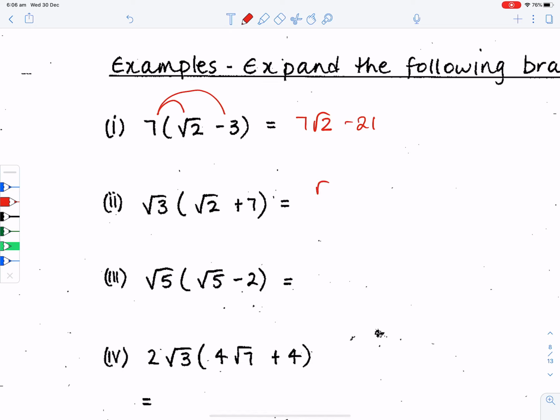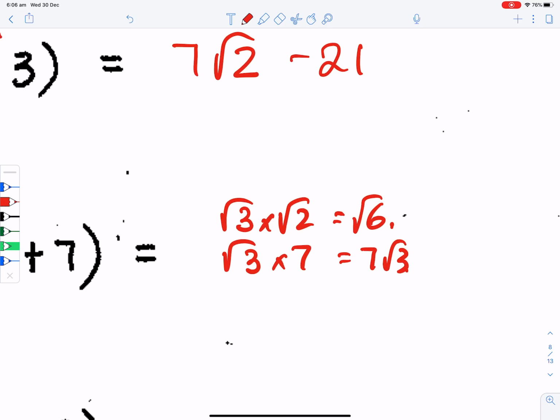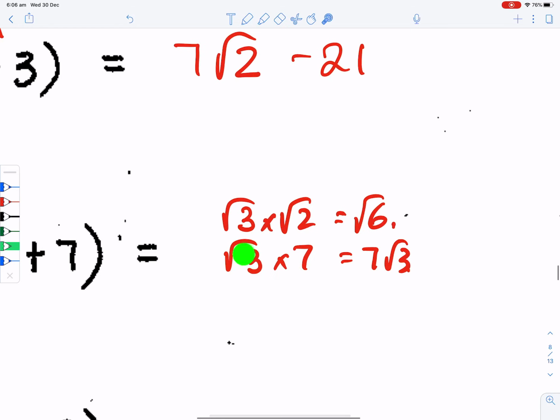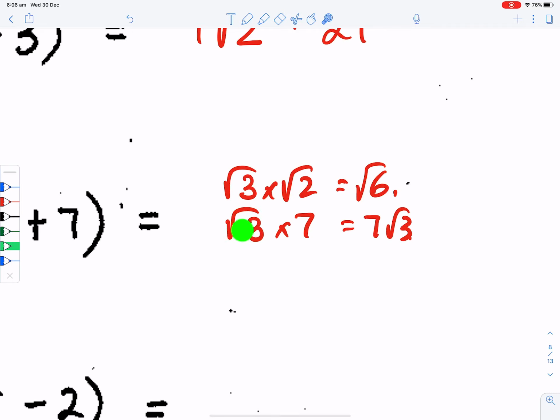So if you're multiplying root 3 by root 2, it's root 6. And if you're multiplying root 3 by 7, it's 7 root 3. Okay. So just make sure, please, you understand that. When you're multiplying two surds, you end up getting that. When you're multiplying a surd by a whole number, you just get the whole number in front of the surd. This is no different to doing a times 7 is 7a.